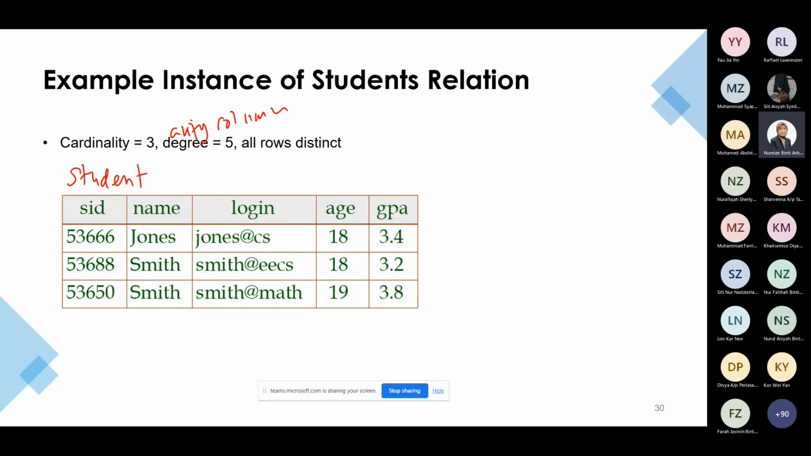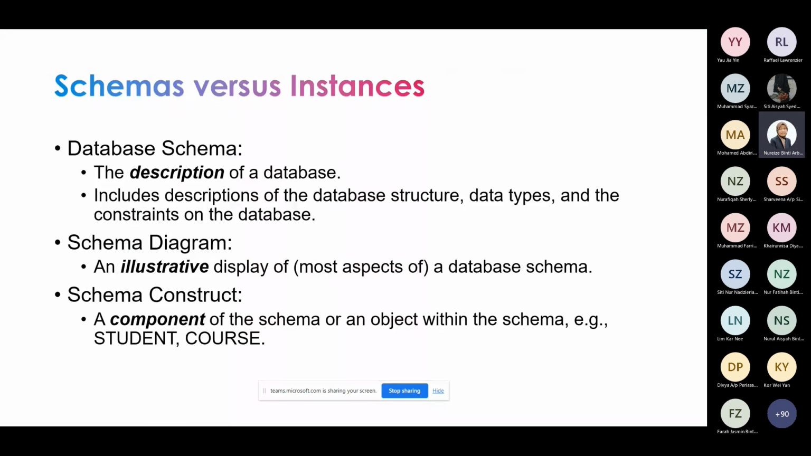Schema versus instances. Previously we introduced two types: the first one is the instance and the second one is the schema. The database schema gives us a description of a database, because it gives us the data structure, the data types, and also the constraints on the database.